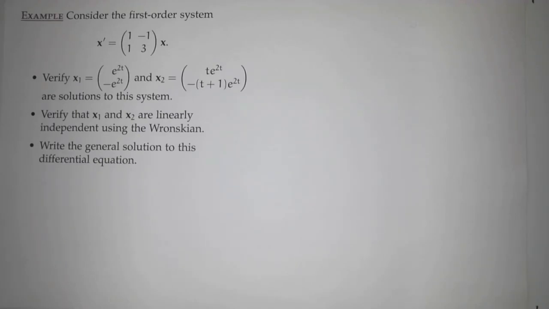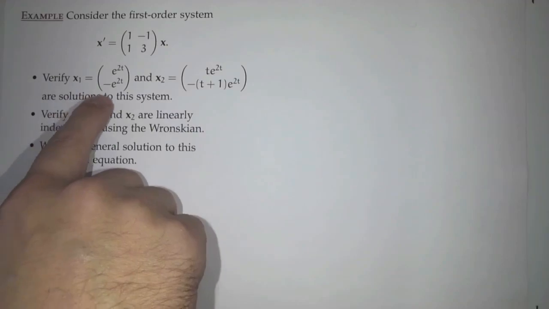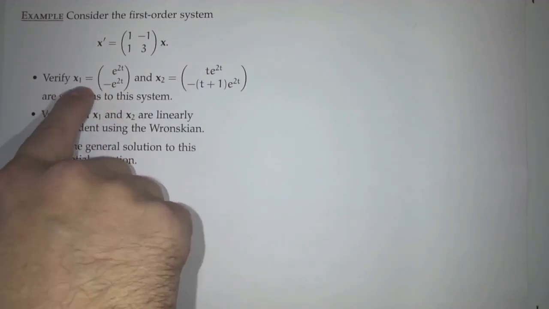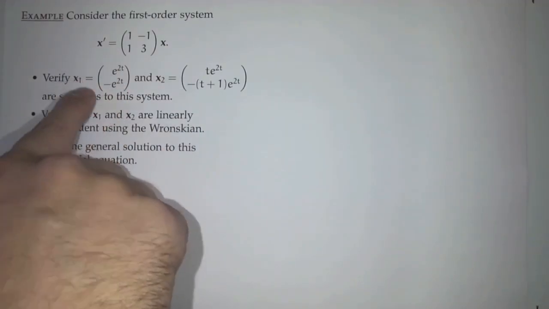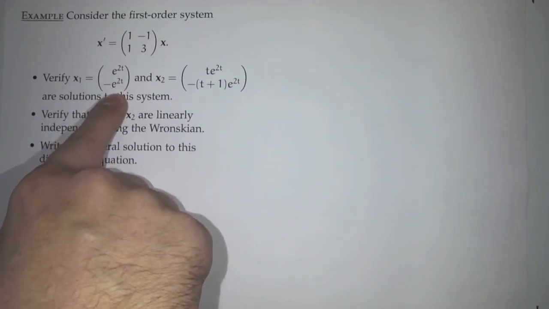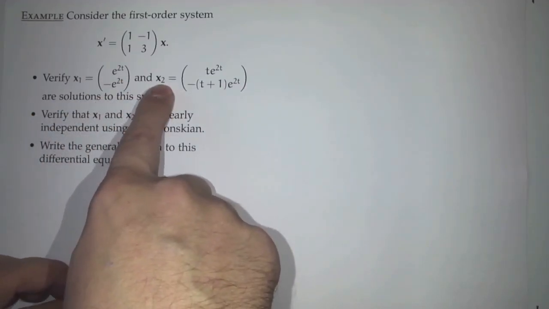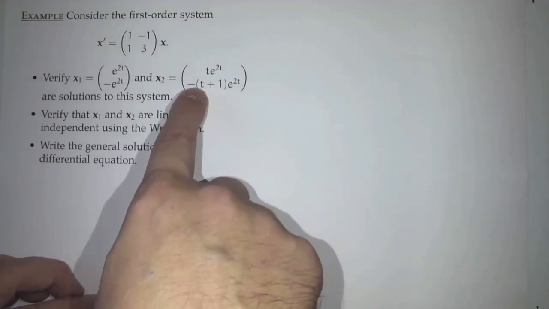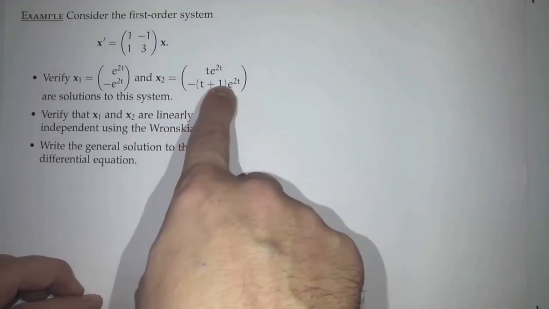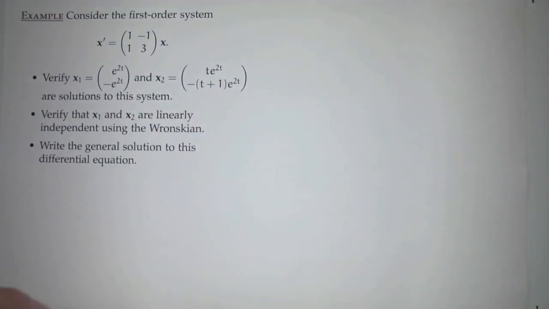And for now, what can we do? Well, we can verify. Verify that this function x1, it's a vector, e to the 2t, minus e to the 2t, and this other vector x2, t e to the 2t, minus t plus 1 times e to the 2t, are solutions to this system. All right. Well, let's begin.